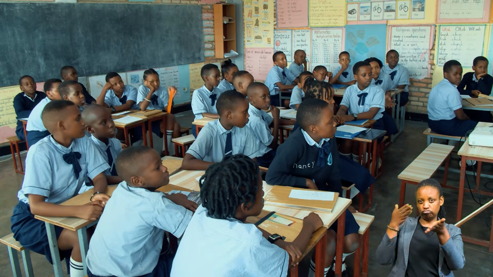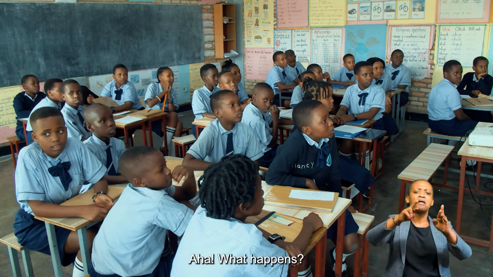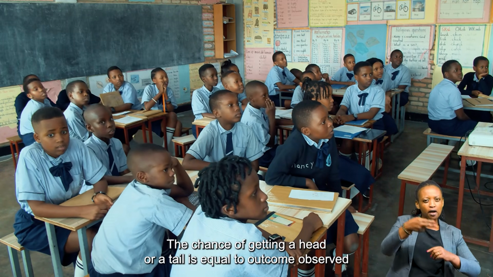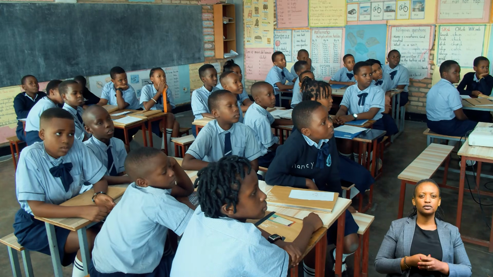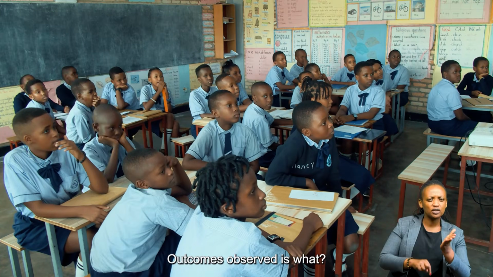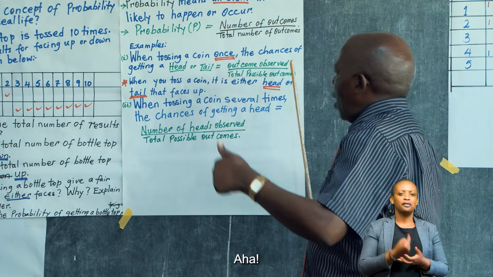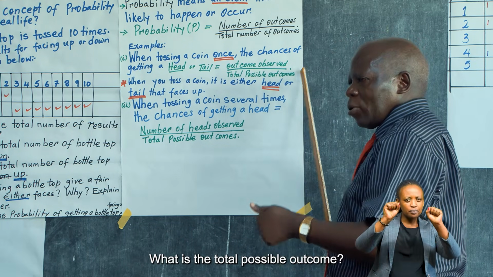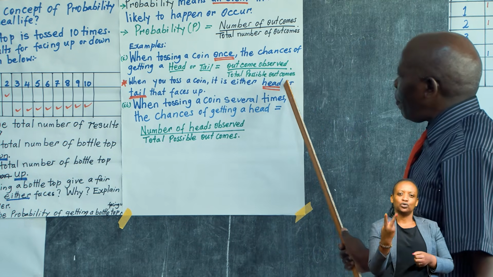When tossing a coin once, one time. For me here I've got a head. The chance of getting a head or a tail is equal to outcome observed over total possible outcomes. Outcomes observed is what? Head. How many? 1. What is the total possible outcome? There are 2. So it is going to be 1 over 2.